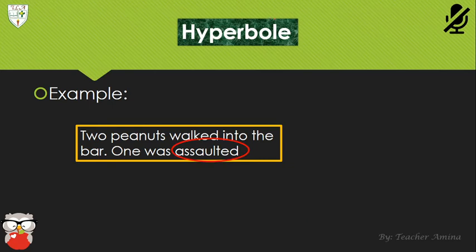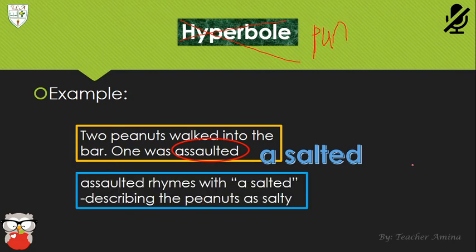Okay, so this is pun. Another example is two peanuts walked into a bar. One was assaulted. So the pun here is assaulted, which really means a salted. Because assaulted and a salted, they rhyme, but it's describing the peanuts as salty.